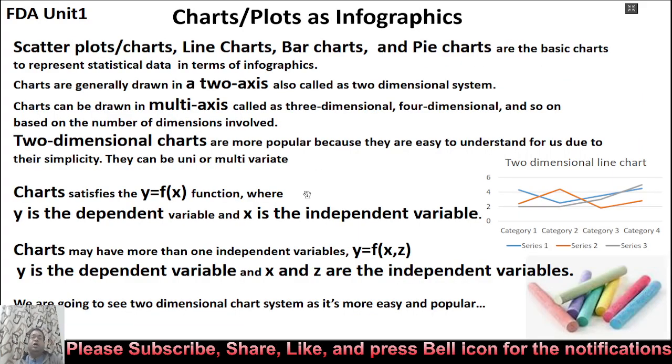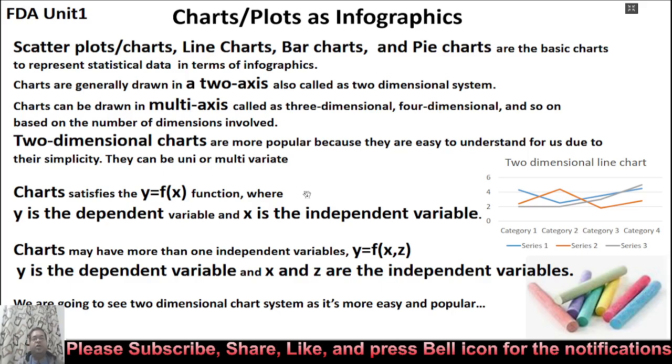So let's see what charts or plots are as infographics. There are different charts and plots, which are scatter plots, line charts, bar charts, and pie charts. These are the basic charts, and you can have other charts which can represent numerical or categorical data in terms of their correlations with each other. Whatever relation the x-axis data and y-axis data have with each other is shown by these infographics. These generally have two axes, the x-axis and y-axis, and so are called a two-dimensional system. If you have multiple axes, we can call it three-dimensional, four-dimensional, or a multi-dimensional system.